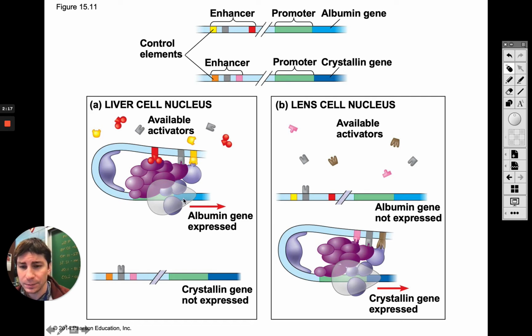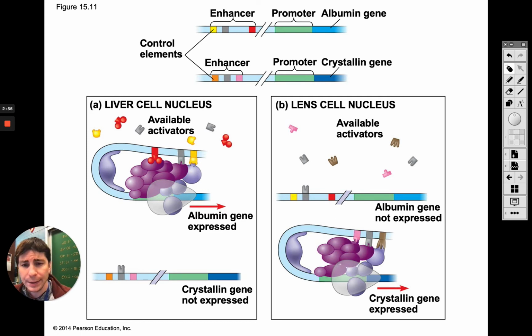If we look here, for our liver cell we have the albumin gene being expressed based on the red, the gray, and the yellow activators. But the crystallin is not expressed. The reason being is we have completely different enhancers and activators upstream from the genes. On the other side, we have our lens cell, which is not expressing the albumin, because again, different activators, different enhancers. So it's going to express a different gene called the crystallin gene.